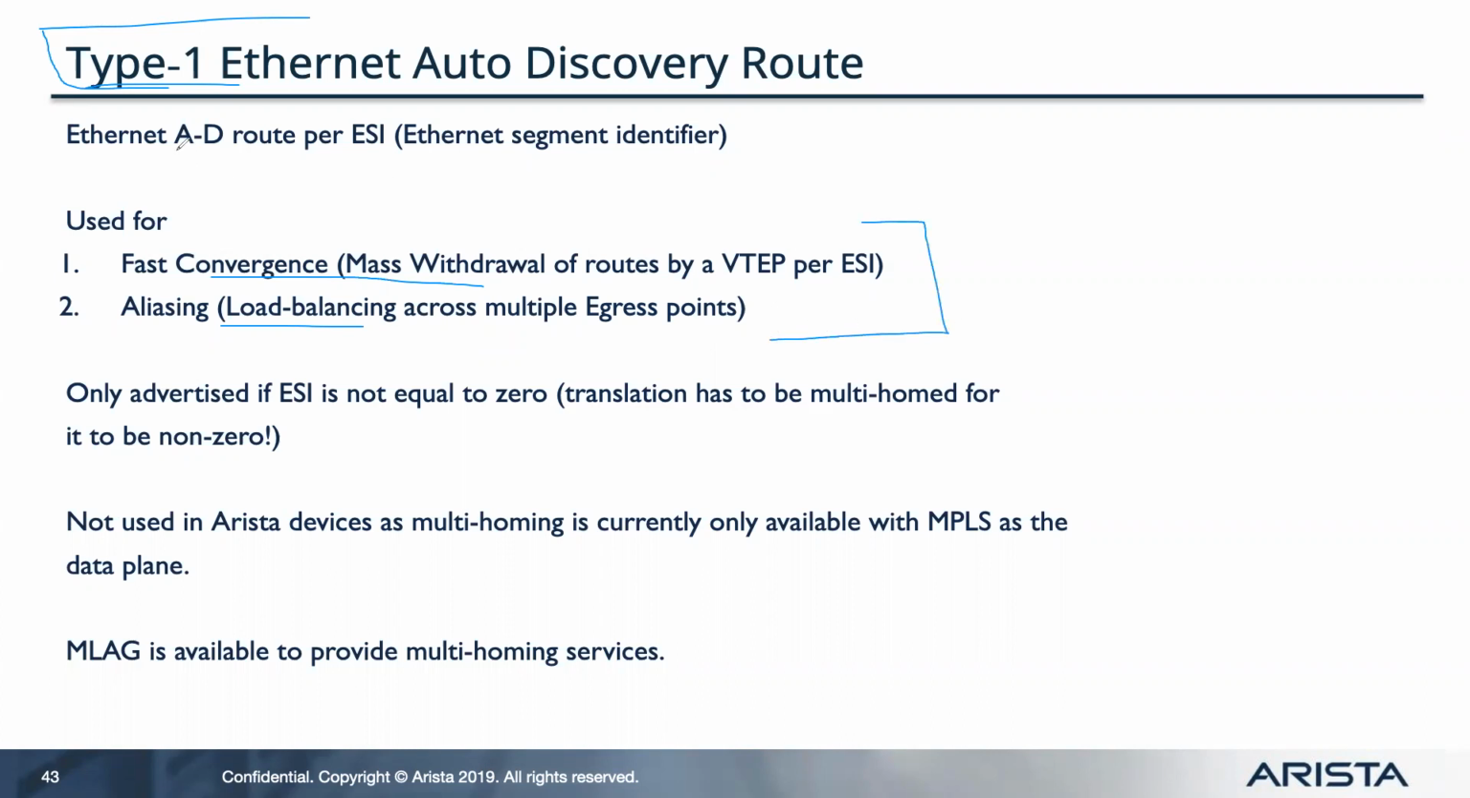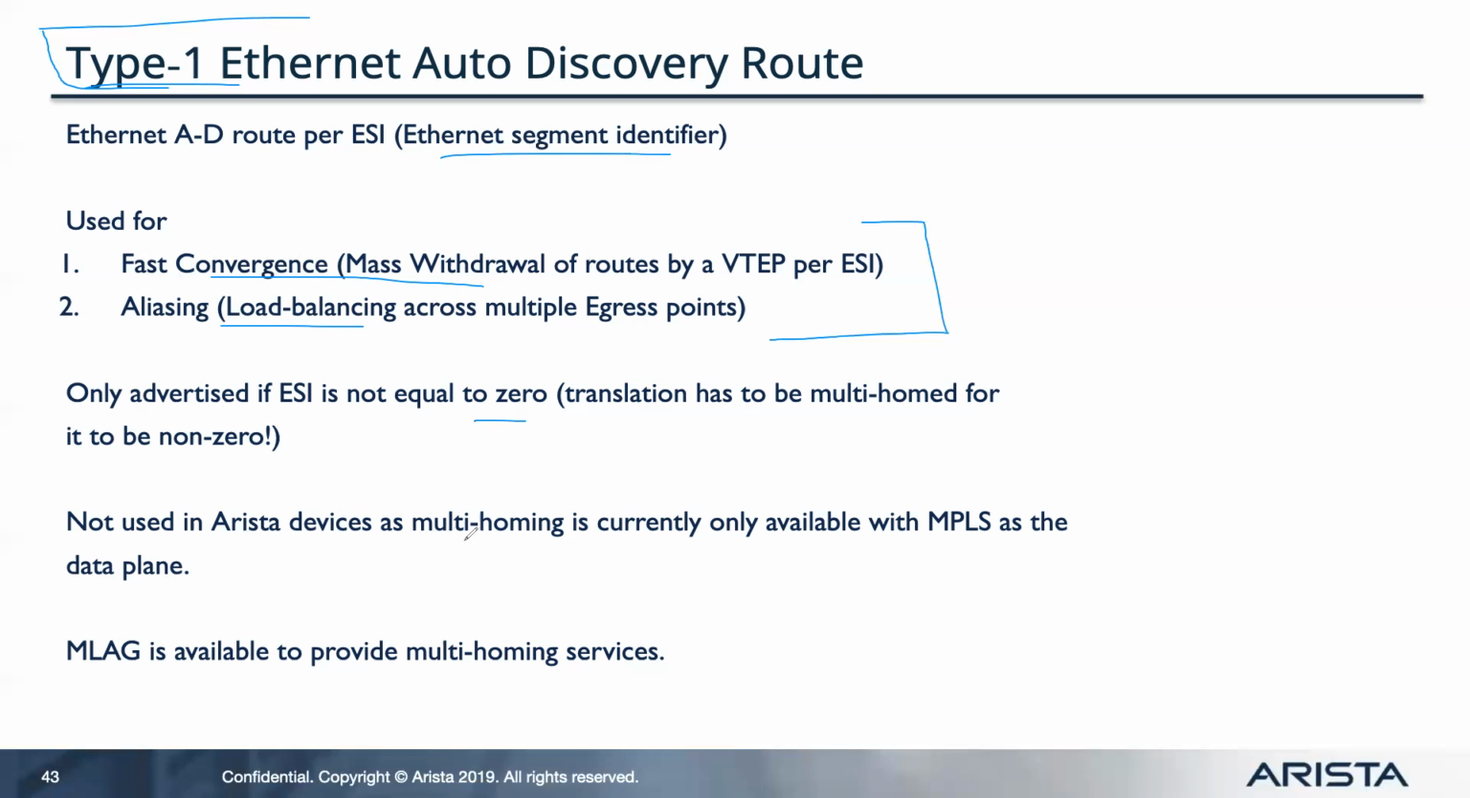It is also called the auto discovery route. Okay, auto discovery route for Ethernet segment identifier. We'll discuss what this Ethernet segment identifier is. It is only advertised if ESI is non-equal to 0. Basically, I'll discuss in which case this type 1 is advertised.